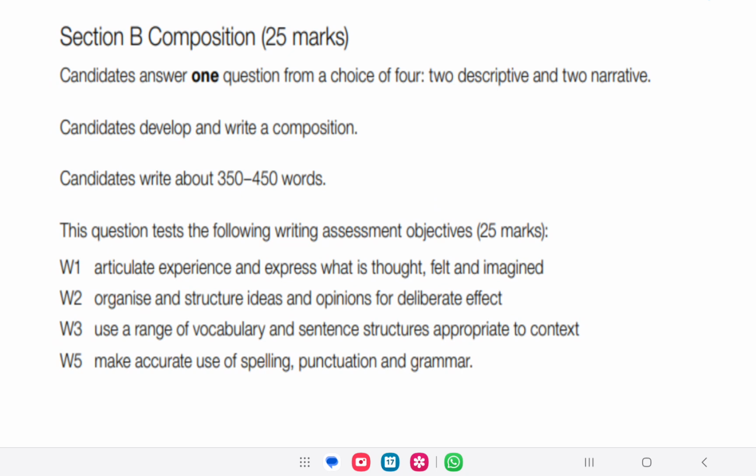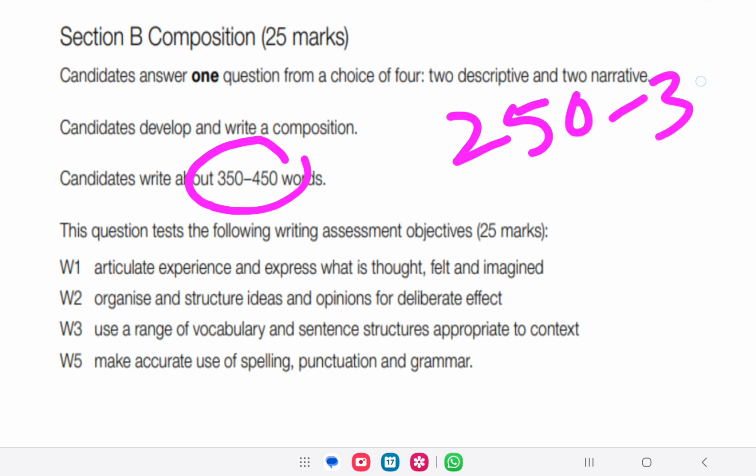Now candidates answer one question from a choice of 4, 2 descriptive, 2 narrative. Candidates develop and write a composition. Candidates write about 350 to 450 words. This is the word limit for composition. For the directed writing task, it was 250 to 350. And for the composition task, be it narrative or descriptive, the word limit is 350 to 450.